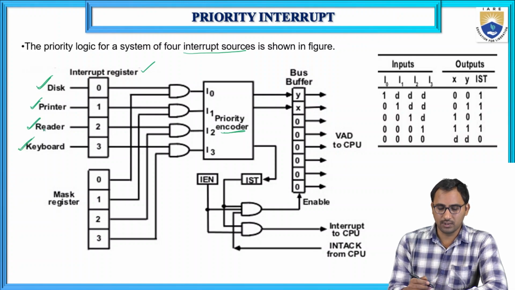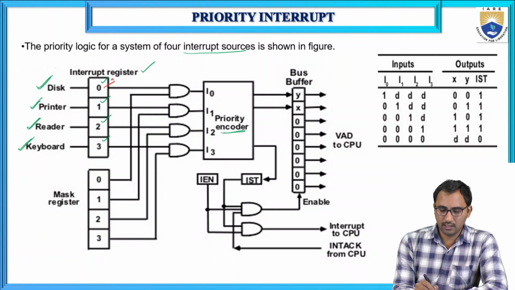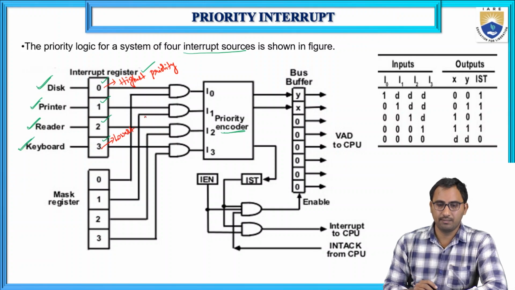The priority of the disk is 0, the priority of the printer is 1, the priority of the reader is 2, and the priority of the keyboard is 3. So 0 indicates the highest priority, and 3 indicates the lowest priority.